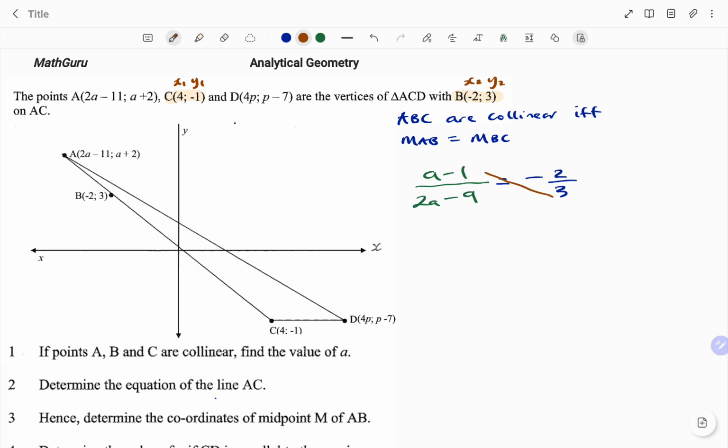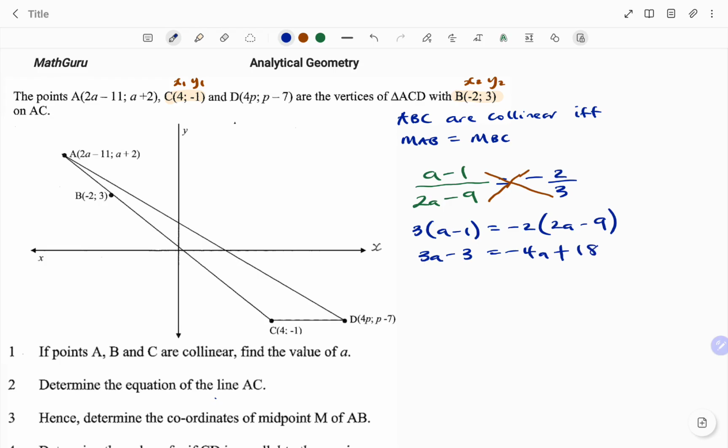If I cross multiply, what I will have is 3 times a minus 1 will be equal to negative 2 times 2a minus 9. If I expand the bracket, the number outside multiplies the terms inside the bracket. So I have 3a minus 3 equals negative 4a plus 18.